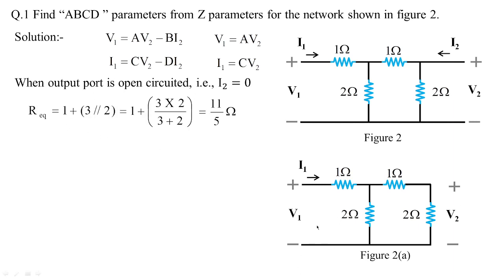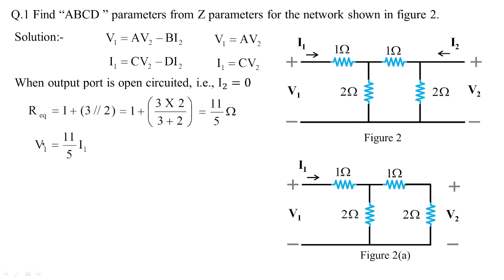Now looking at the input port side in figure 2a, 1 and 2 are in series, and 3 is in parallel with 2, and that combination is in series with 1. Hence R equivalent is equal to 1 plus 3 parallel to 2, which gives the value as 11 by 5 ohms. So V1 is equal to 11 by 5 I1.